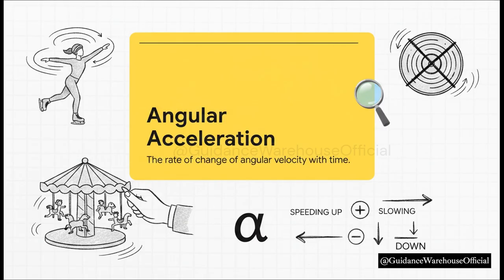We use the Greek letter alpha for it. And the rule of thumb here is super simple. If the spin is speeding up, alpha is positive. If it's slowing down, alpha is negative.